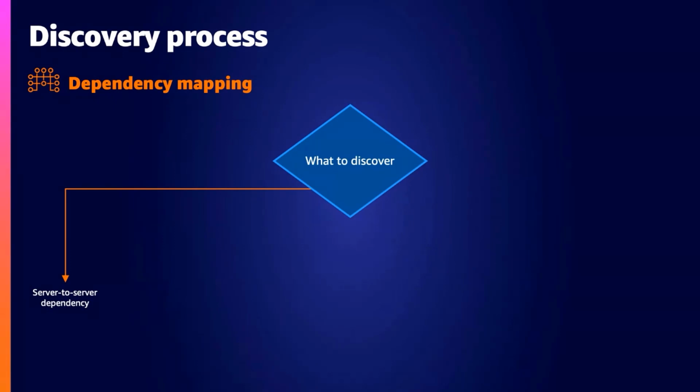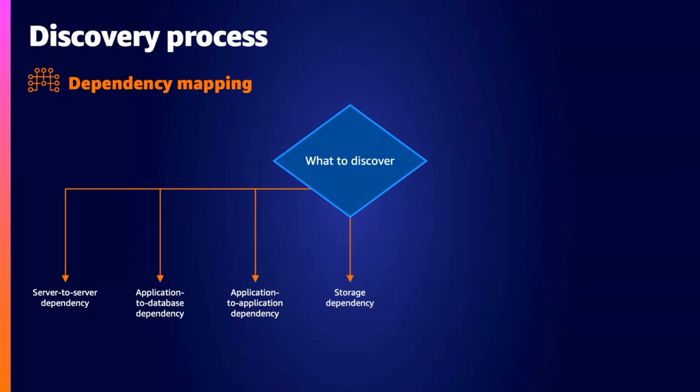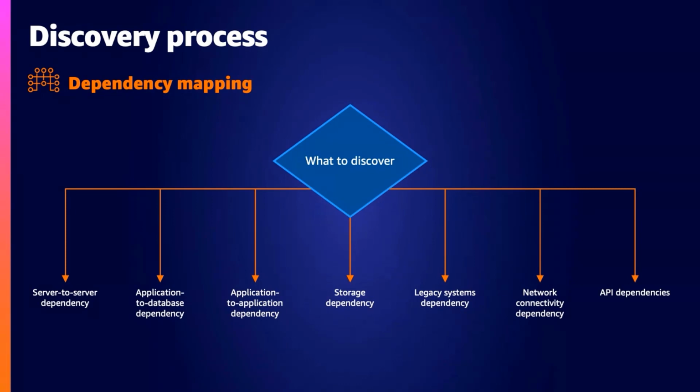Again, there are many tools available in the market that will provide you with a rich set of details, such as server to server dependency mapping, application to database dependency mapping, application to application dependencies, storage dependencies, legacy system dependencies, network connectivity dependencies, and API dependencies. Picking the wrong tool in this scenario will essentially cause you the additional burden of manual discovery during the later phases. Or it could also result in deploying a second tool or a third tool if you think the data from the first tool was not good enough.